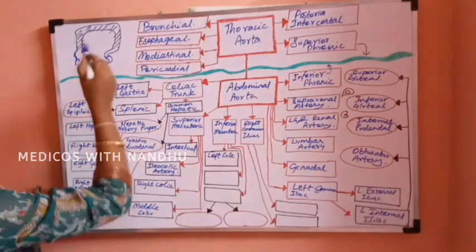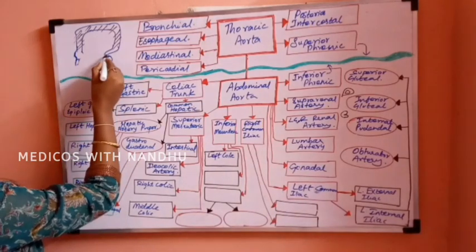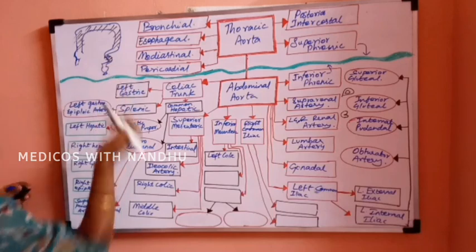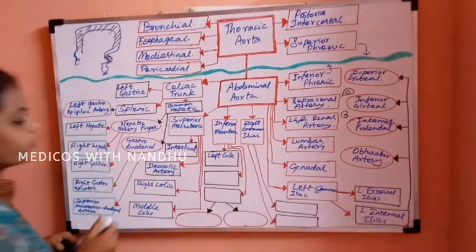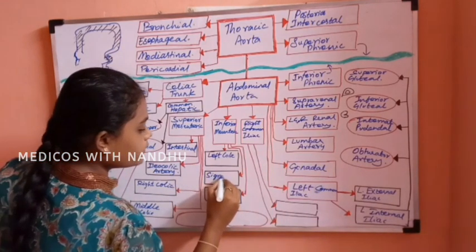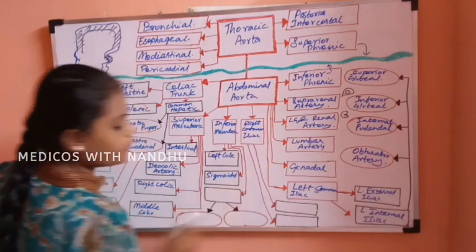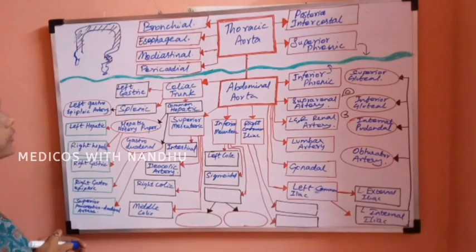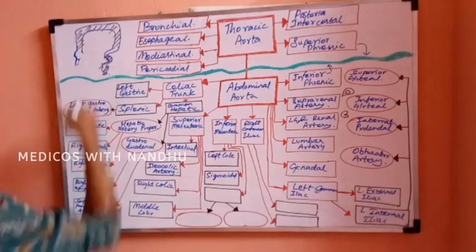Next, after the left colic artery we have the sigmoid colon. The artery that supplies this sigmoid colon is called the sigmoidal artery. After this, it is going to supply the rectum.